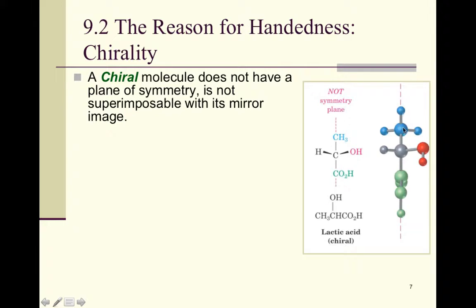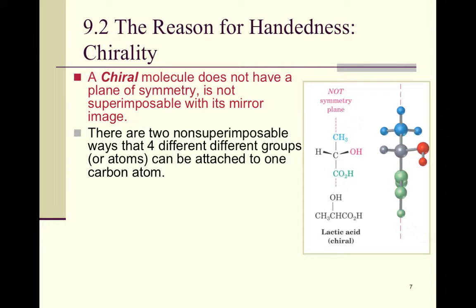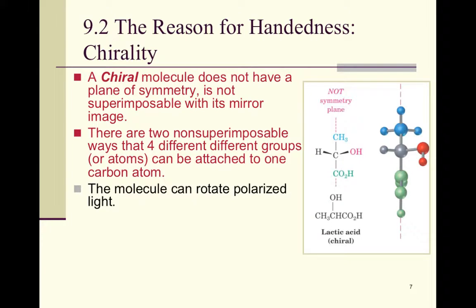If we look down the middle of this molecule here, all these are in the same plane as each other. Notice that the right side of the molecule is different than the left side, so it does not have a plane of symmetry. In order for the molecule to have chirality, in order for it to be optically active, it cannot be symmetrical. There are 2 non-superimposable ways that 4 different groups or atoms can be attached to 1 carbon. The molecule that's chiral can rotate plane polarized light.